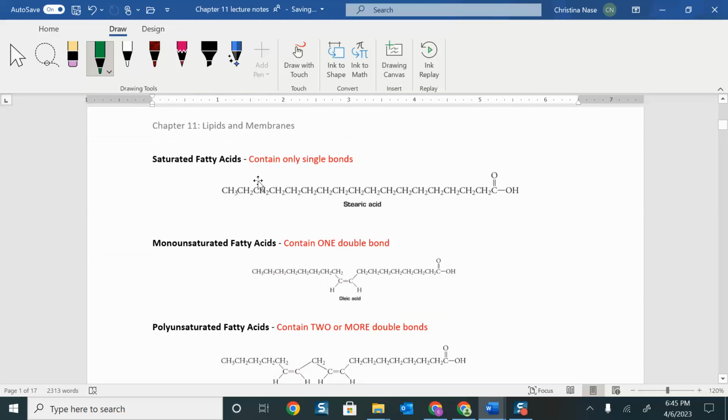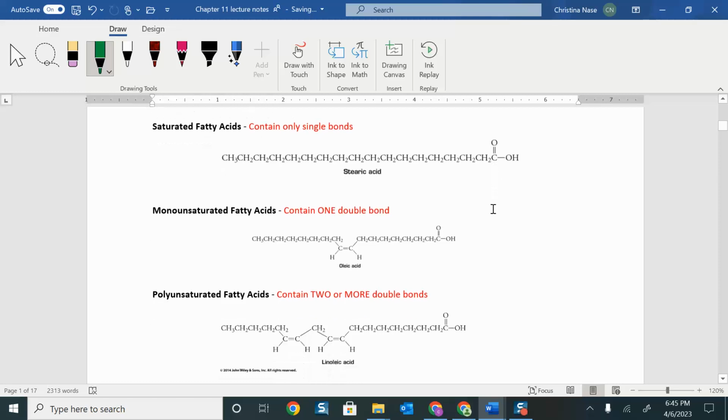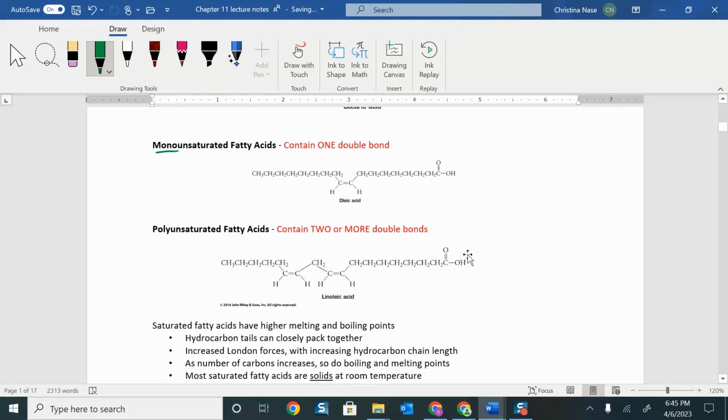So we said saturated fatty acids contain only single bonds. There's no double bonds in there, so this would be a saturated fatty acid. If you put one double bond in there, then it's called a monounsaturated. Mono for the one, unsaturated means there's a double bond. So this is one with one double bond. And then you can have more than one double bond. If you do that, that's called a polyunsaturated. Poly means many, unsaturated means you have a double bond. So in a polyunsaturated fatty acid, you're going to have 2 or more double bonds in your structure.